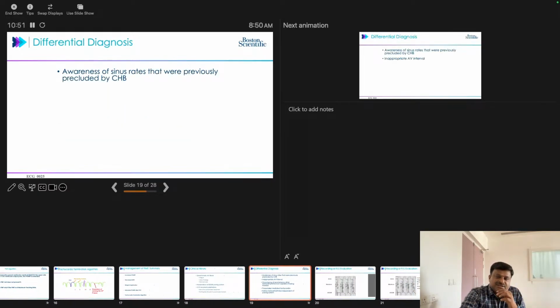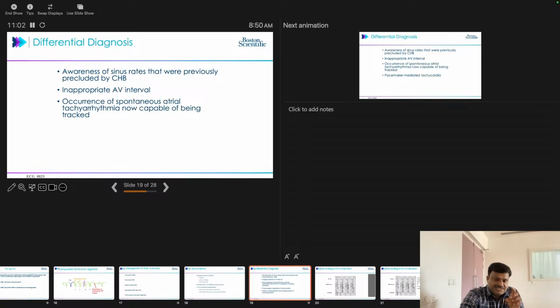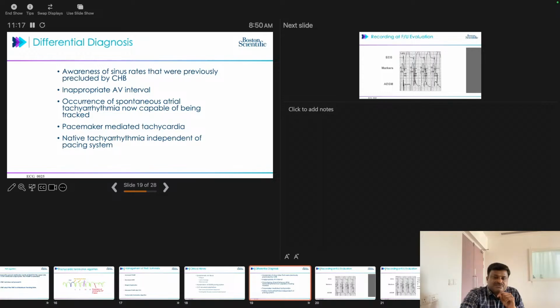So he is aware. So the awareness of sinus rates that were previously precluded by CHB. So this is not the same case. So inappropriate AV delay, all these things will be there before. So the occurrence of a spontaneous atrial tachyarrhythmia capable of being tracked. So all this is in favor of pacemaker mediated tachycardia. So it is an independent pacing system.